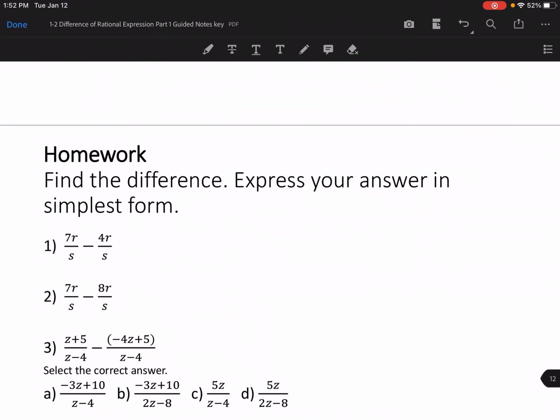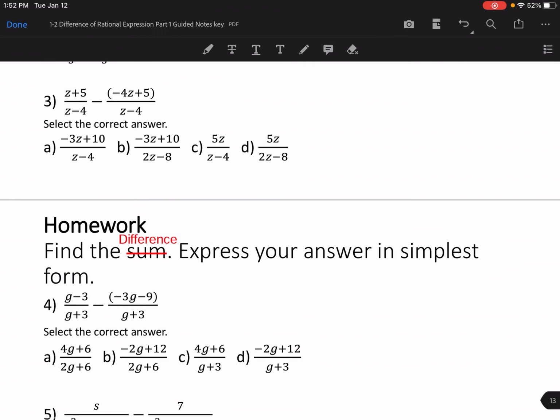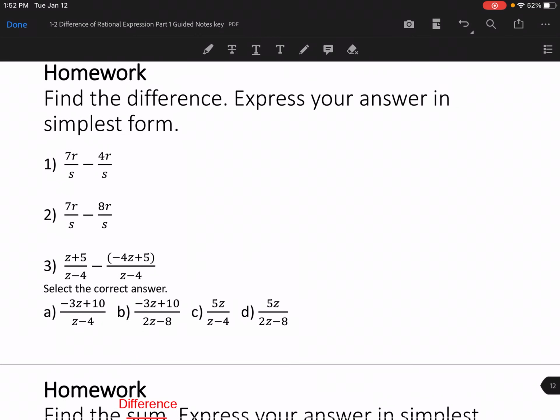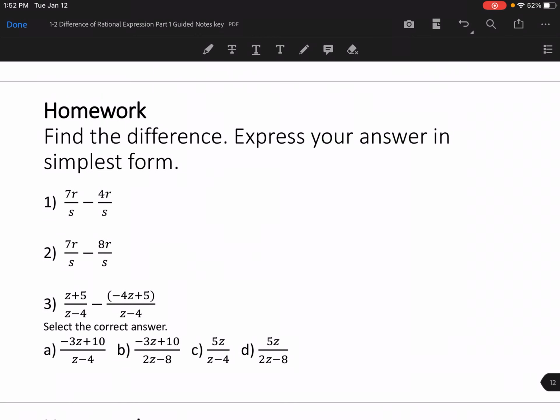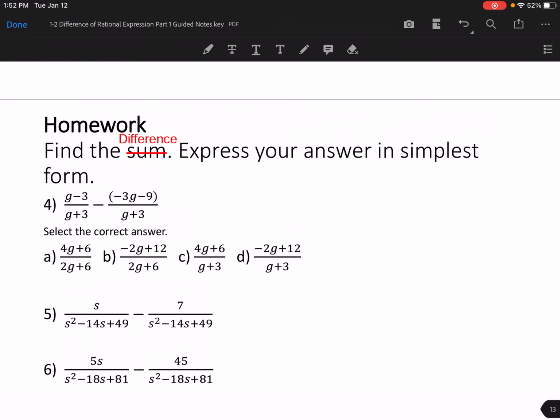And then lastly, here is your homework for subtracting. Find the difference for these. Your homework is posted in Google Classroom, so you can find it in there.